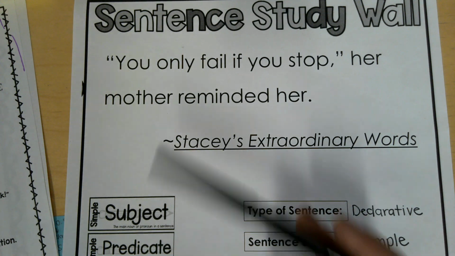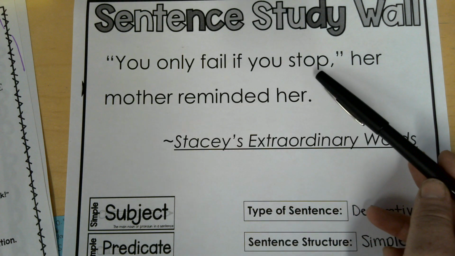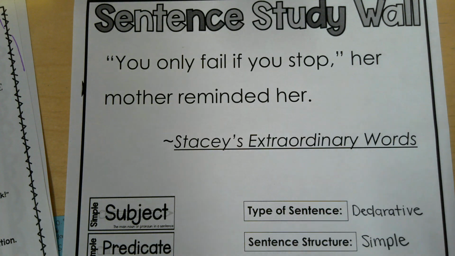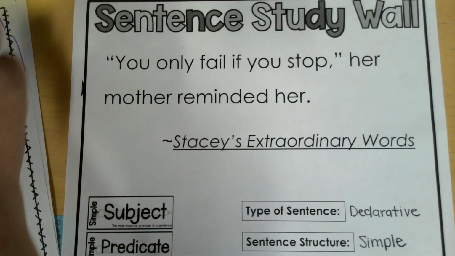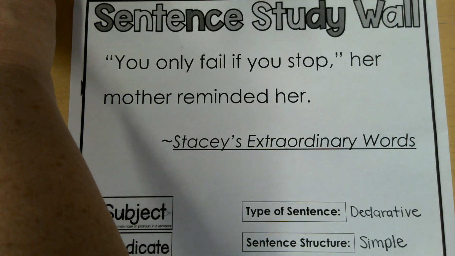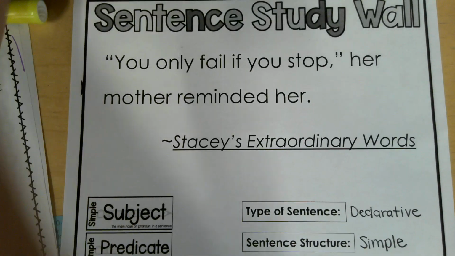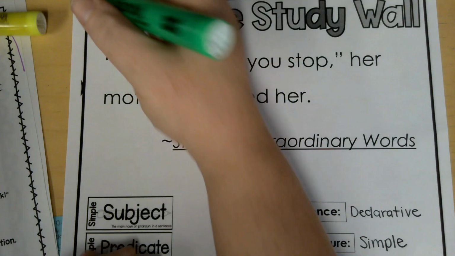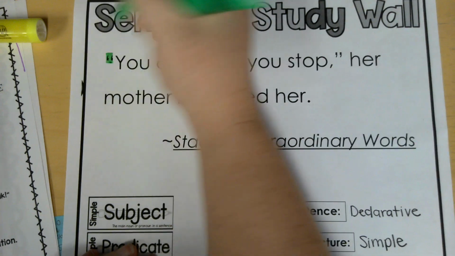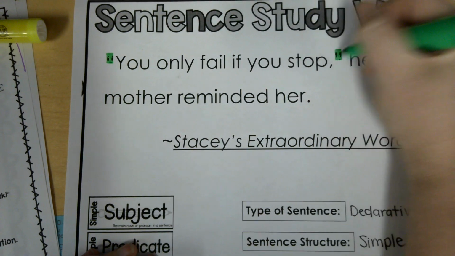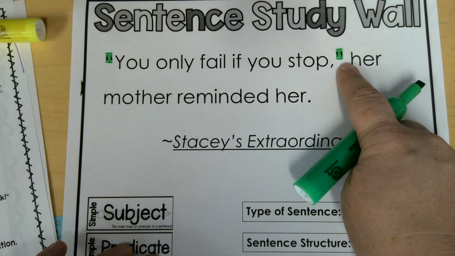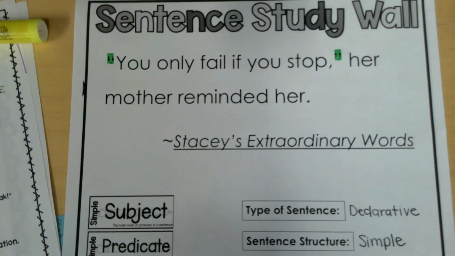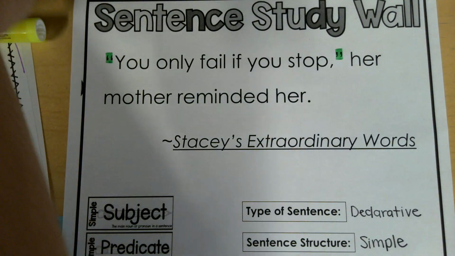Let's look inside the quote. It says, "You only fail if you stop." That's something the mom is saying. That's why it's inside quotation marks. So, when we are using quotation marks, we are going to mark them as green today. I'll say today because I can't promise you I'm going to do it every single time. So, we're going to have quotation marks before the sentence starts that somebody says out loud, and at the end of the sentence somebody says out loud.